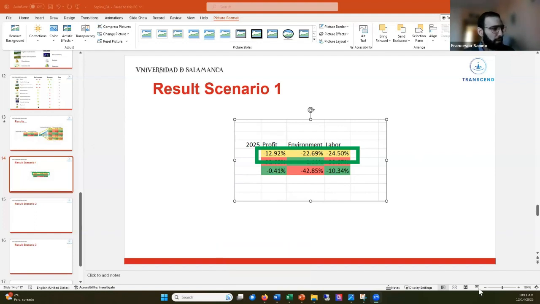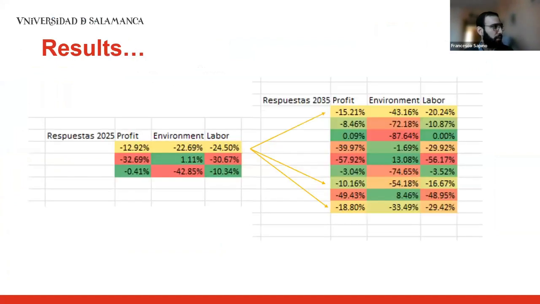So going a bit here. Okay, so basically what will happen now is that when you select a strategy, you will go for the second one that I will send you in a few moments. And then each of the strategies can have different outcomes in the next period, so in 2035. So you can improve the profit outcome, the environmental outcome, or the labor outcome for each of the different strategies, okay? Based on your next choice.